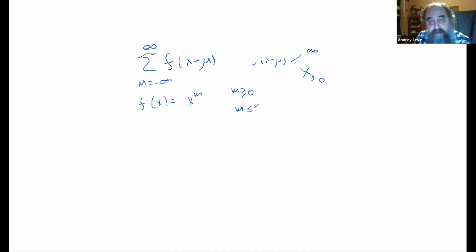Now if m is less than or equal to -2, then what do we have? We have the following bound. I want to prove convergence on any bounded set. So let the absolute value of x be smaller than some number k, some integer. Then x minus mu is bounded by k plus mu.